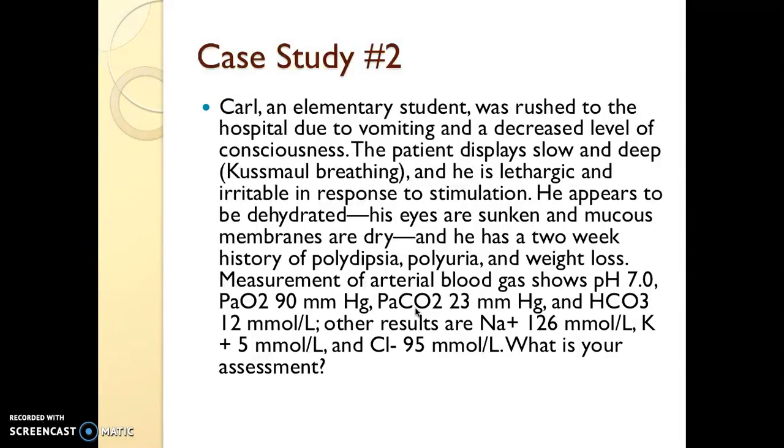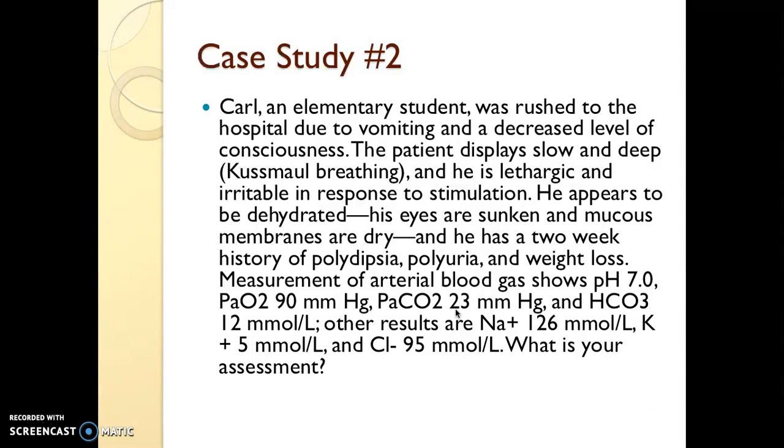All right, so Carl, you had the chance to read about Carl here. Based on this level, the pH is 7.0. So we know that the patient is acidotic because it's less than 7.35. Now we look at the CO2. The CO2 is 23, and from previous slides, we know normal CO2 is 35 to 45. So this is lower than 35, so it's going down.